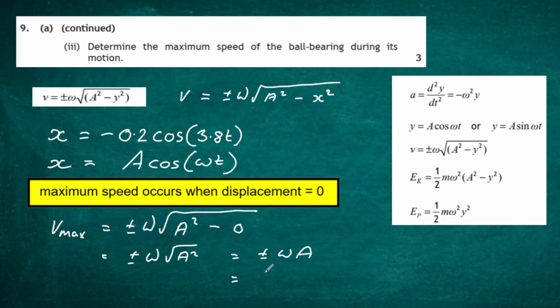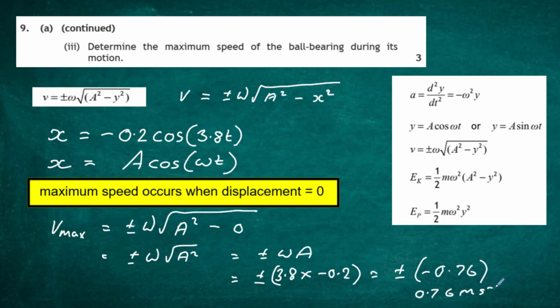We'll keep the plus or minus in for the moment. Omega is 3.8 and the amplitude is minus 0.2. So 3.8 times minus 0.2 gives us minus 0.76. Of course, we just take the maximum value of that, which is 0.76. And the maximum speed will be measured in meters per second.